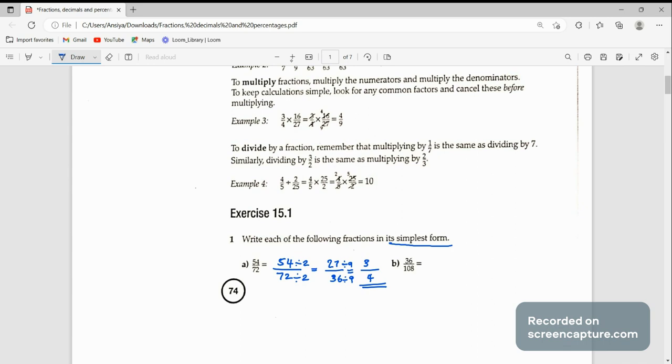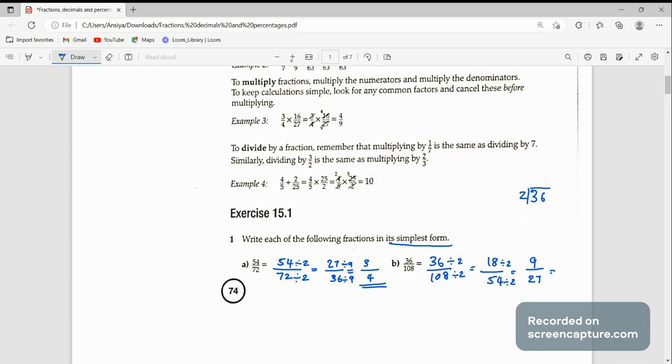Next one, 36 divided by 108. We can start with 2. So 36 divided by 2 is 18. How we get that answer? You have to divide like this to get it. Okay. Now 108 divided by 2 is 54. Now again we can divide it by 2. So 9 2s are 18 and here 27.